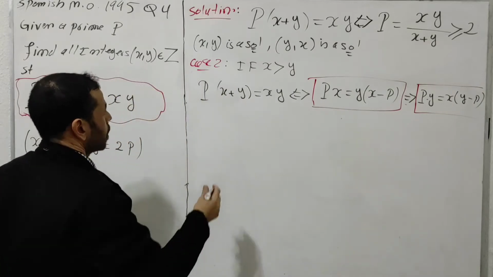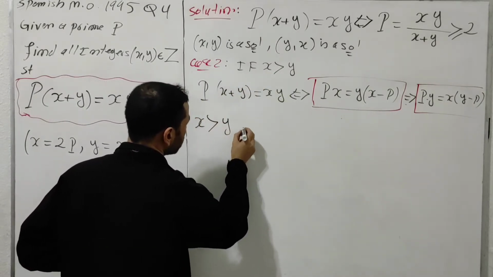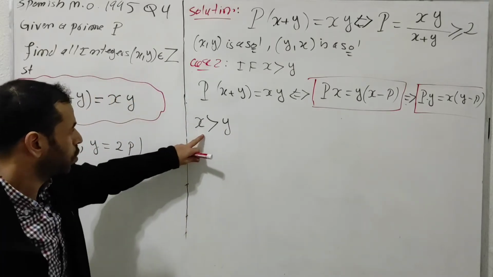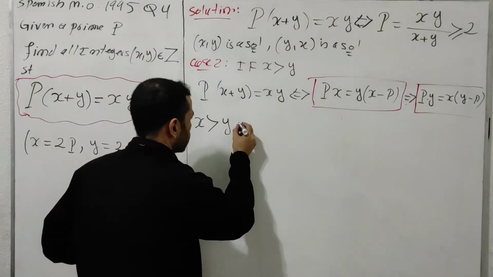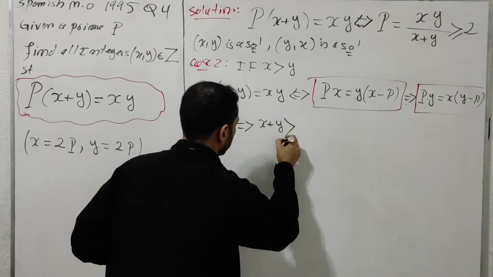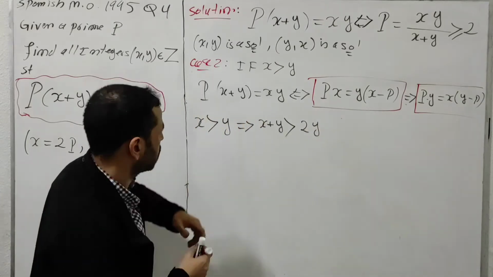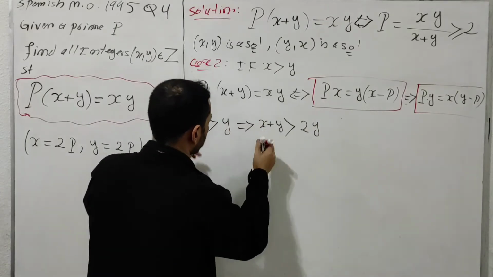Now I have x strictly superior to y. I'm going to add y on both sides, and I will get x plus y strictly superior to 2y. Then I'm going to multiply both sides by p.